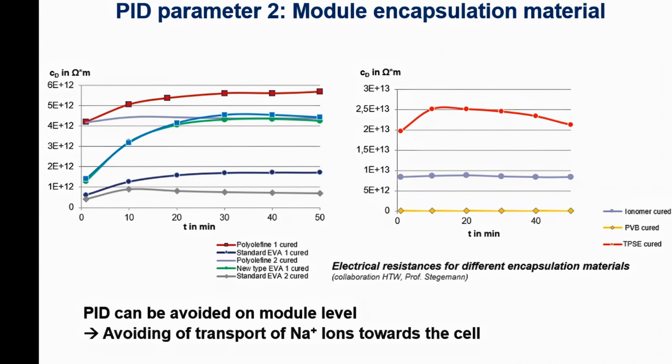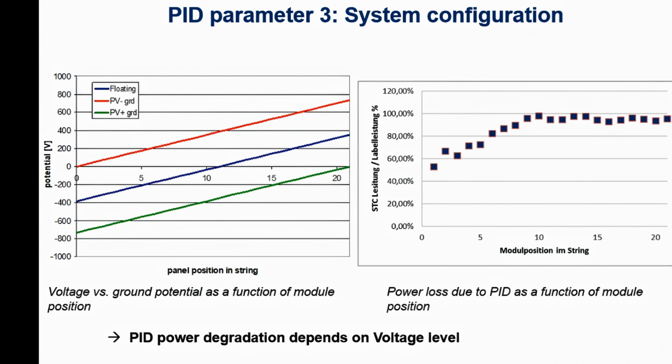In summary, PID can be avoided at the module level. The idea is to avoid the movement of the ions towards the cell. You use a high insulating material to avoid that effect. So you can use a sodium-free glass or the encapsulation, a high insulating encapsulation, in particular EVA material or other materials. Also, you can do something via the system configuration.